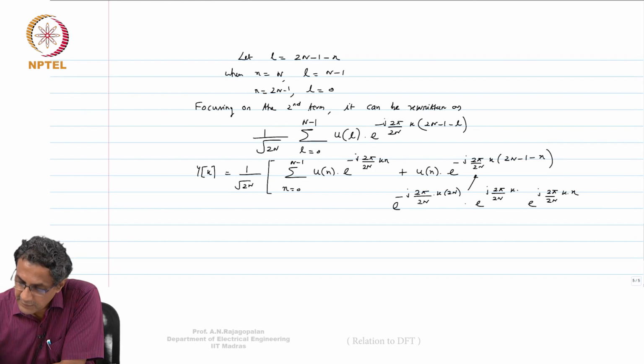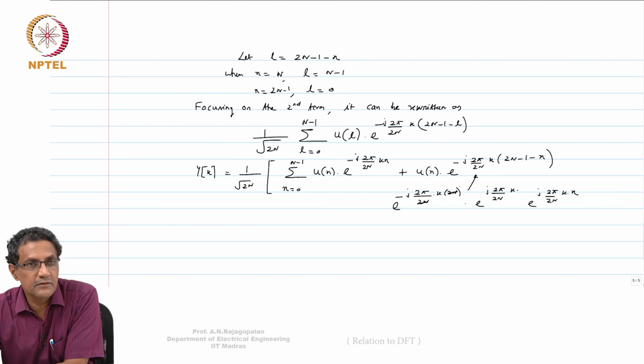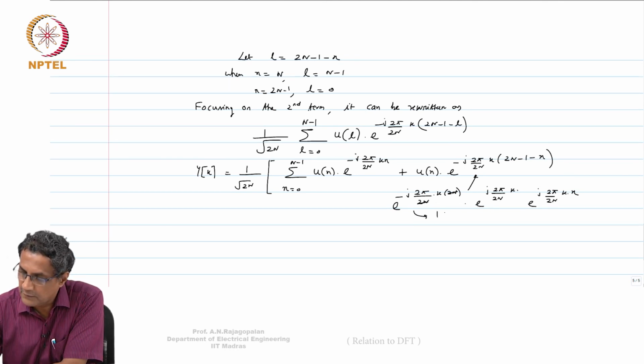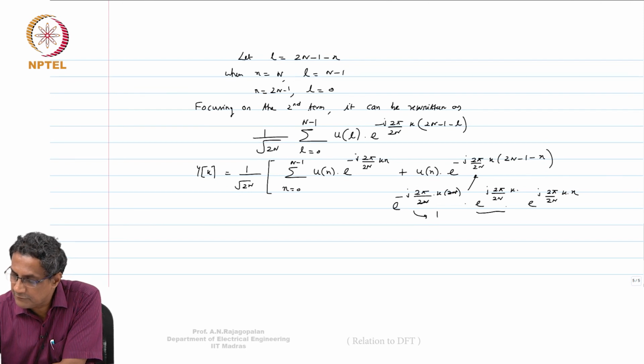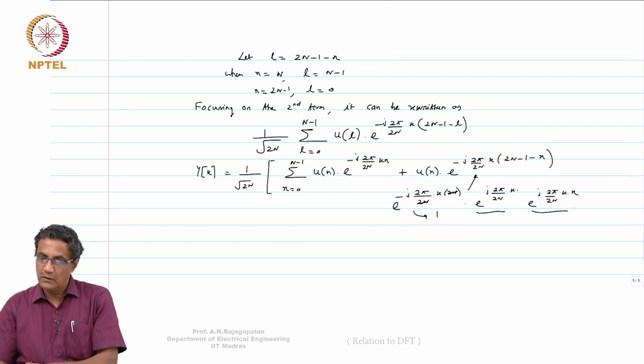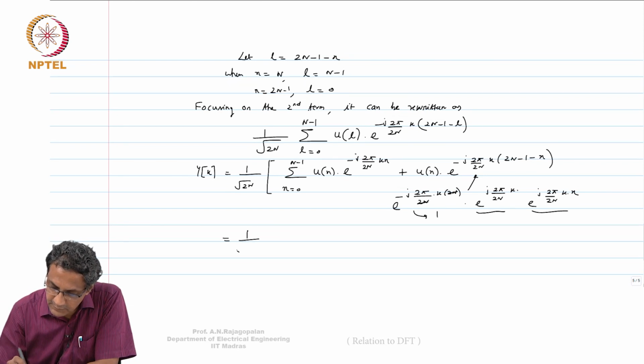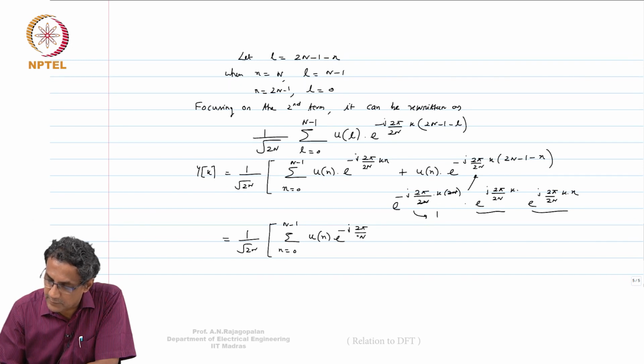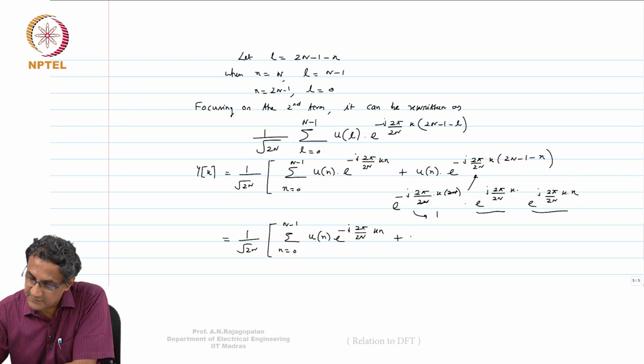Now if you look at it, this 2n will cancel off, and e to the j minus 2 pi k for k integer is 1. So this just bows out, and then you are simply left with this term and this term. So then this becomes 1 by root 2n summation n equals 0 to n minus 1 un e raised to minus j 2 pi by 2n kn plus un e raised to j 2 pi by 2n k e raised to j 2 pi by 2n kn.